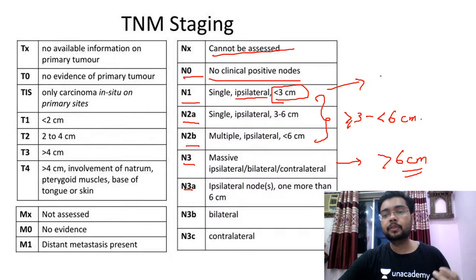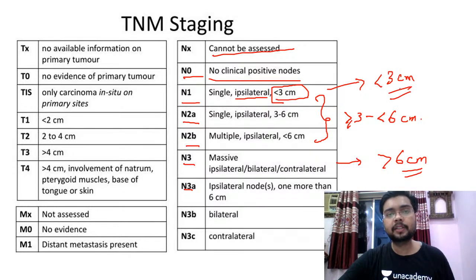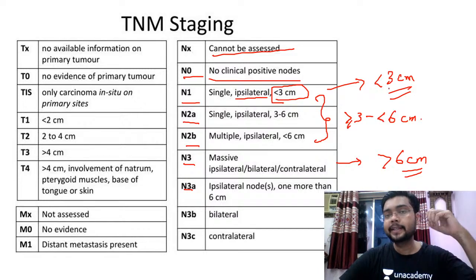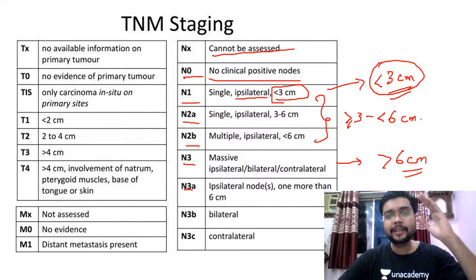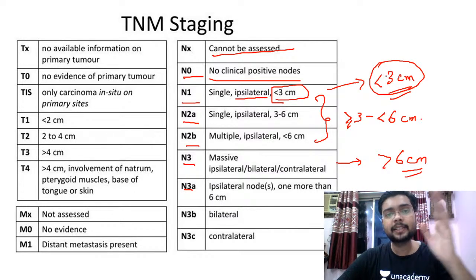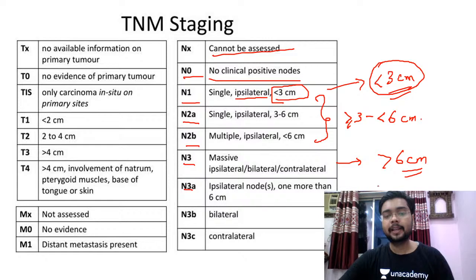you need to know the grading for the size for labeling N1, N2, N3. So N1 is single ipsilateral less than 3 centimeter. N2 is anything between 3 centimeter to 6 centimeter, and N3 is greater than 6 centimeter, right? So this is a simpler one.